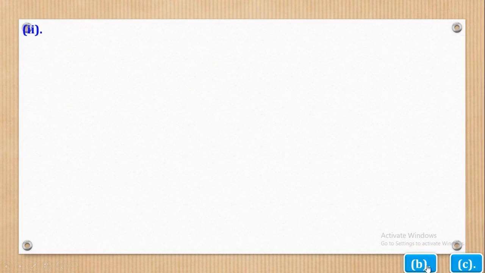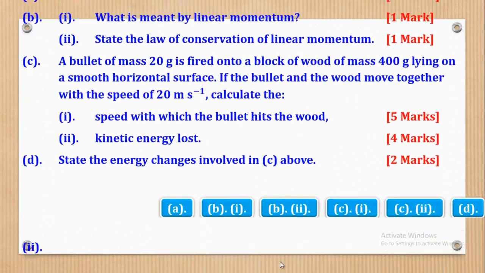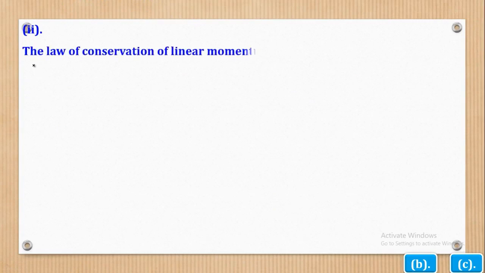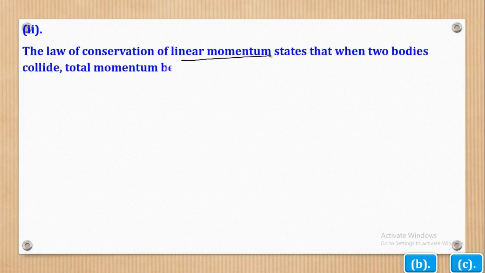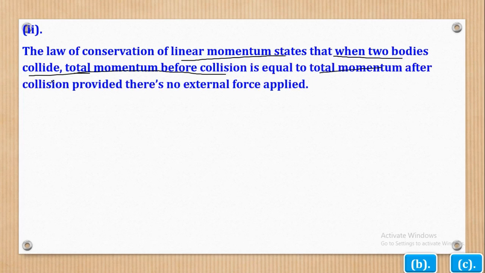So now we shall go to part B Roman 2. Roman 2 says, state the law of conservation of linear momentum. The law of conservation of linear momentum states that when two bodies collide, total momentum before collision is equal to total momentum after collision, provided there is no external force applied. So this last condition is needed.